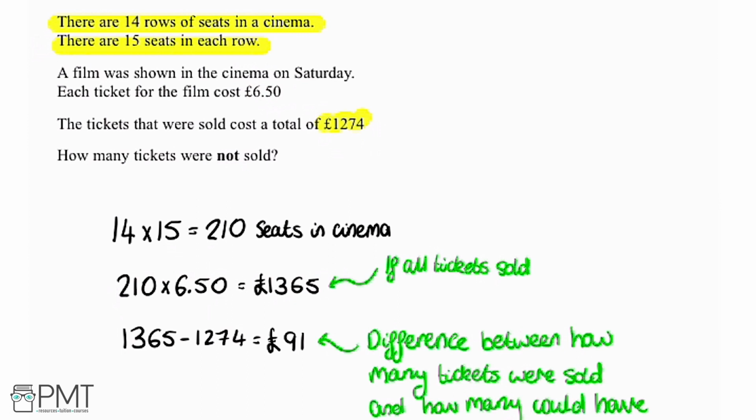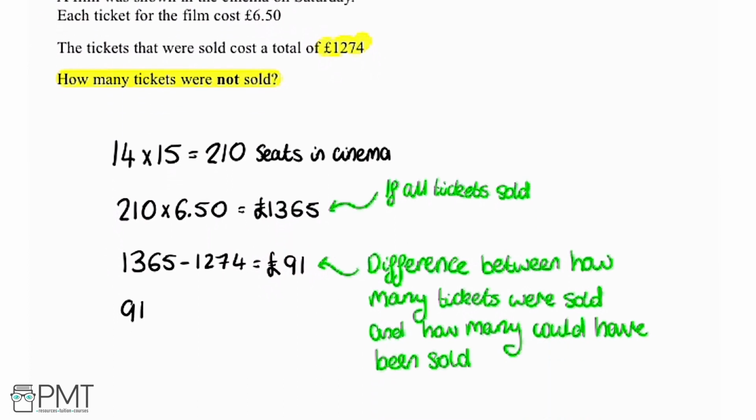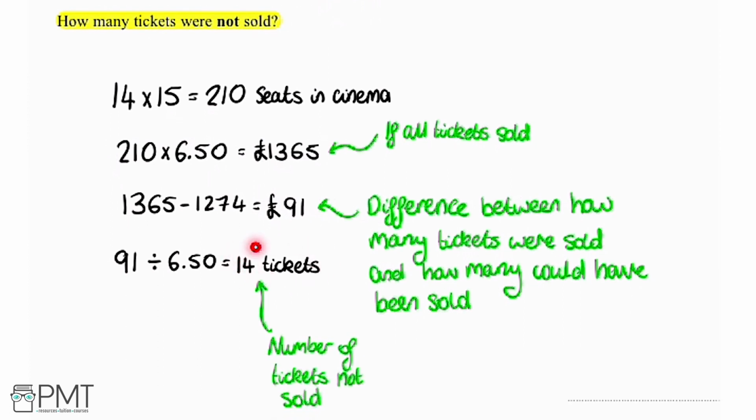So if we think about it, this is the value of the number of tickets that were not sold. So how many tickets does this represent? Well, if we do 91 and divide that by how much each ticket costs, which is £6.50, putting that into the calculator, we get 14. So that's the number of tickets not sold, and also our final answer. So we got our first mark up here for starting off the process, so working out the total number of seats in the cinema. The second mark for the rest of our working here, and the final mark for the correct answer of 14 tickets.